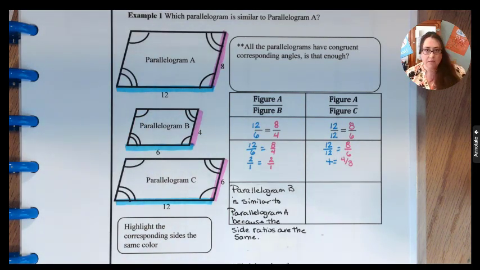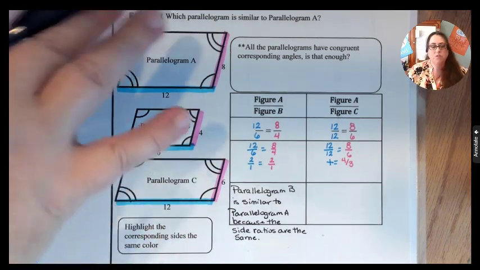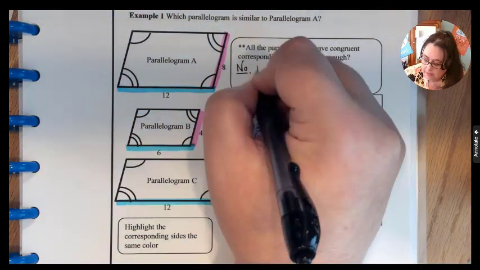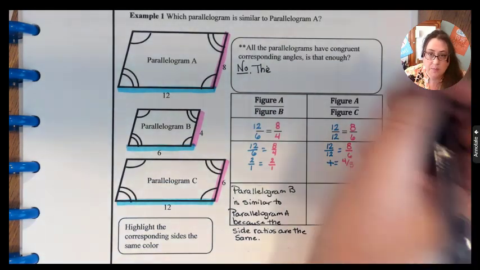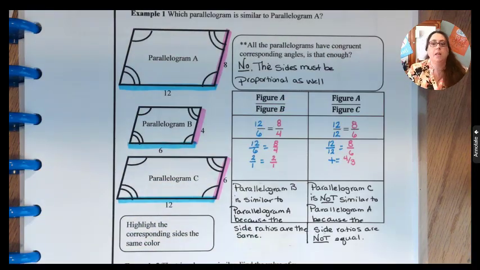So these are not similar. Is it enough to have corresponding angles? The answer is no. The sides must be proportional as well. So we would say that parallelogram C is not similar to parallelogram A because the side ratios are not equal.